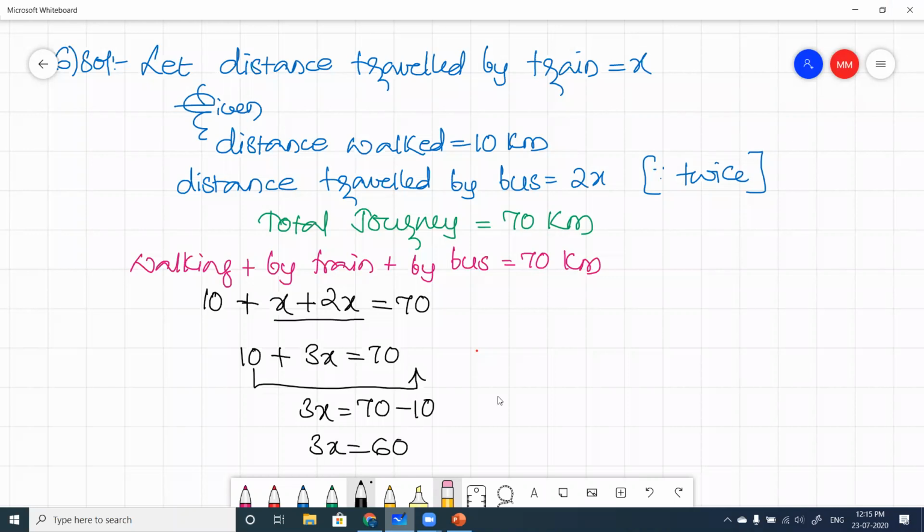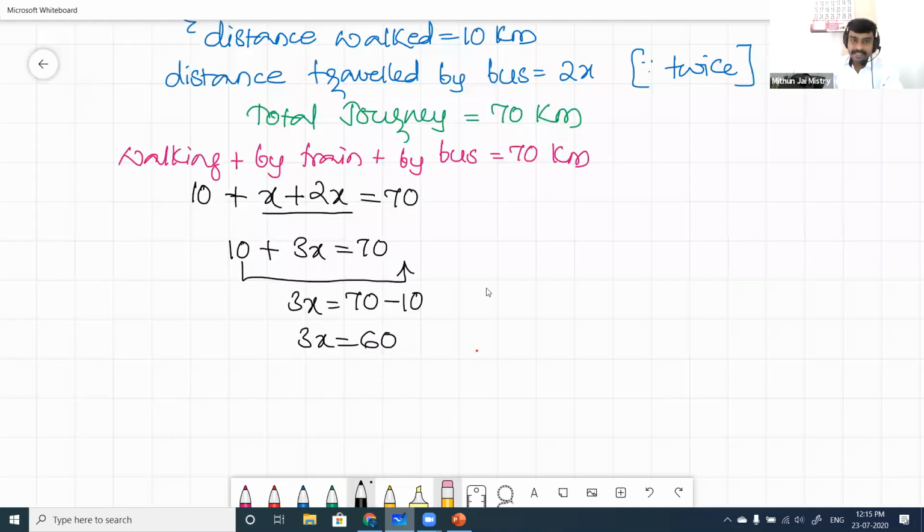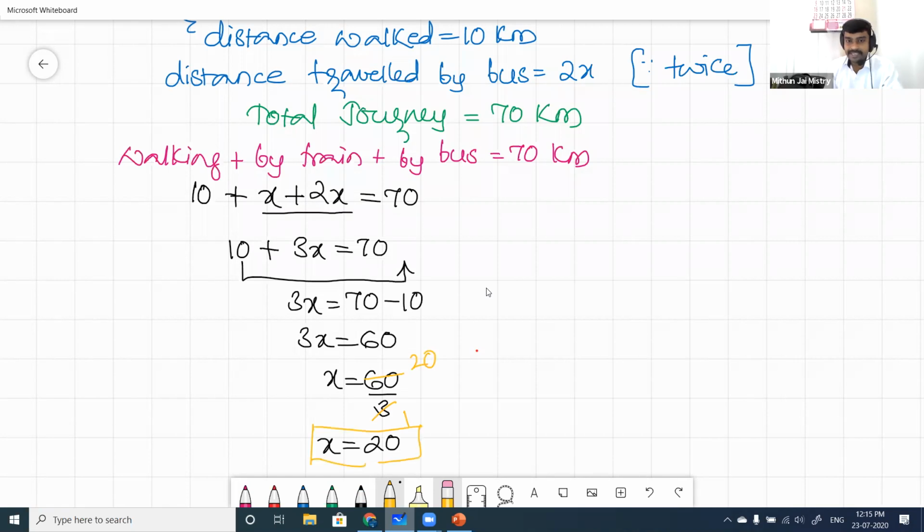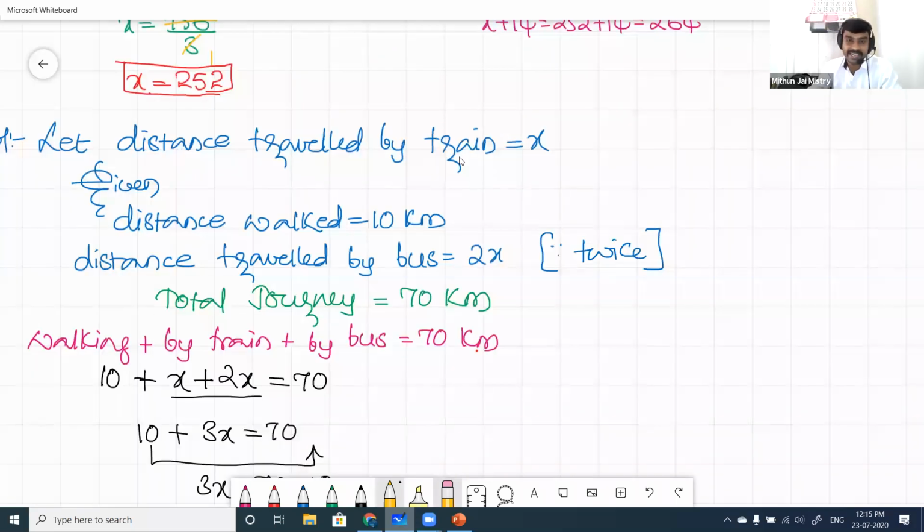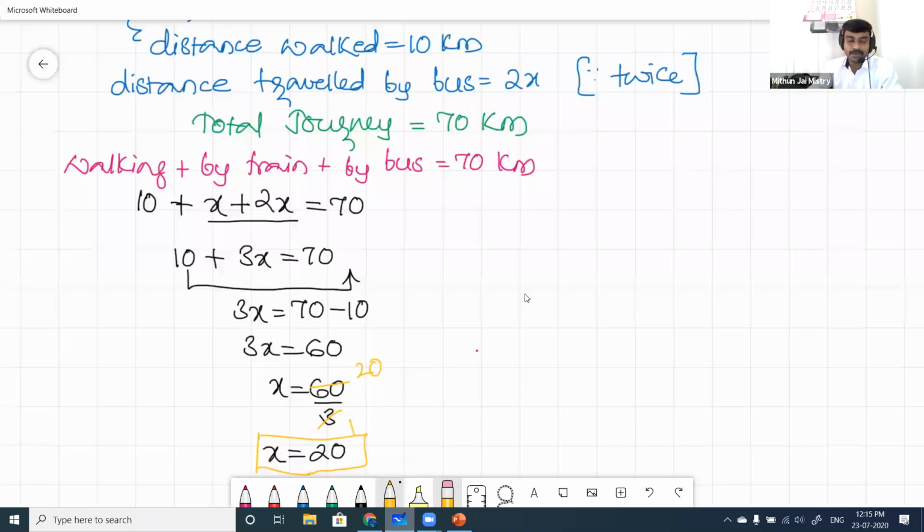And now the multiplication by 3 will become division by 3 when it is transposed to the other side. 60 divided by 3. That is x is equal to 20. How? 3 ones are 3 and 3 twenties are 60. So we are getting finally x as 20. Should we feel happy? No, not yet, because the question is not find x. The question is find the distance traveled by train.